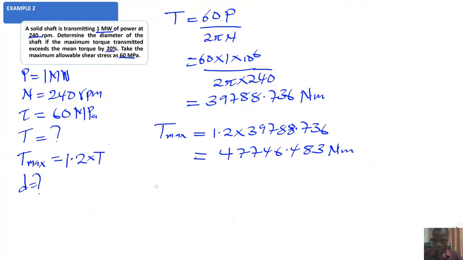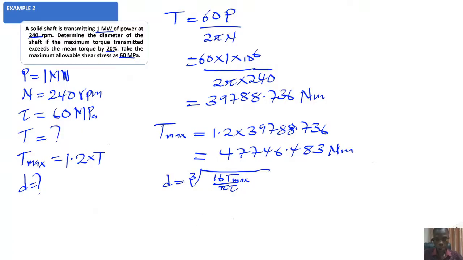Now we can determine the diameter of the shaft. And as determined earlier, if we make D the subject from the shaft equation, we have D to be equal to the cubic root of 16T divided by pi times tau. In this case, T is the maximum torque that we are going to use. So say T max.